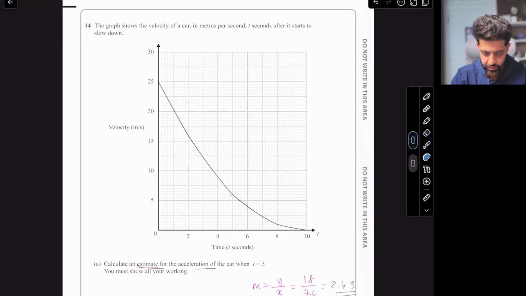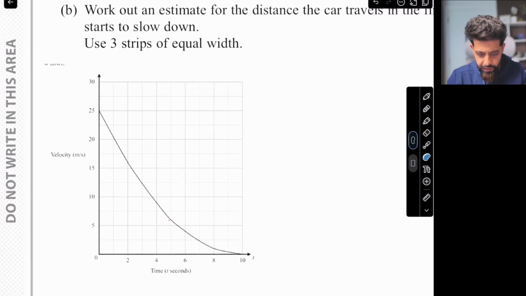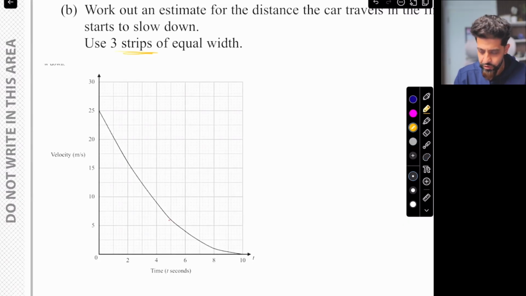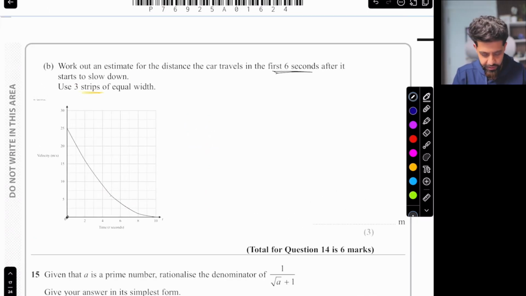I want to show you what I'm going to do. All right, so here, if you look at this, it says I use 3 equal strips. Okay, so between 0 to 10, I have to somehow, how many seconds? First 6 seconds, sorry, not 10. I don't need to go through all of it. All right, so between 0 and 6.